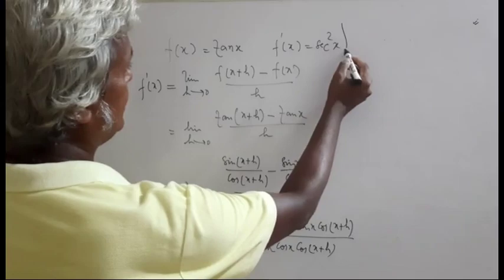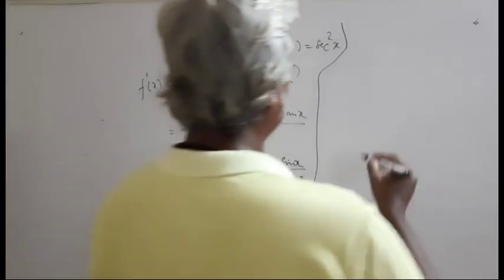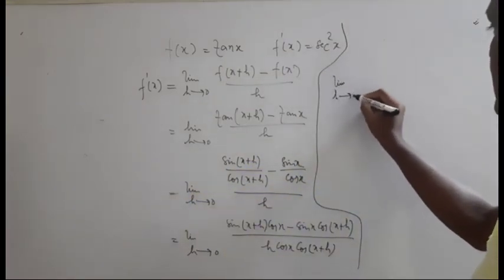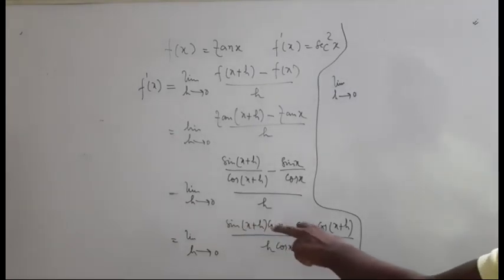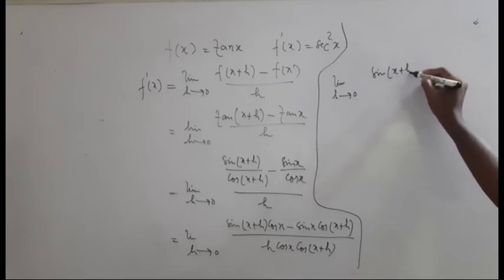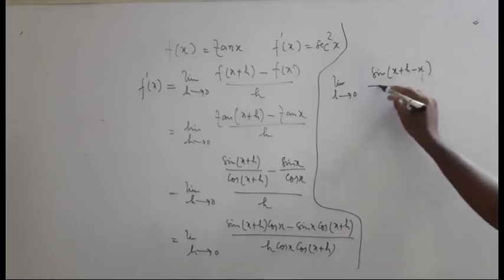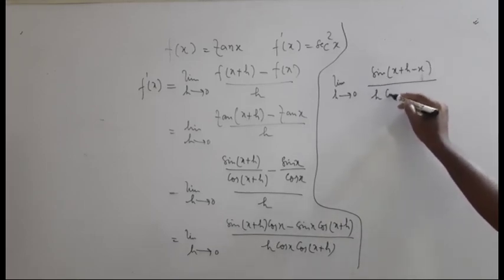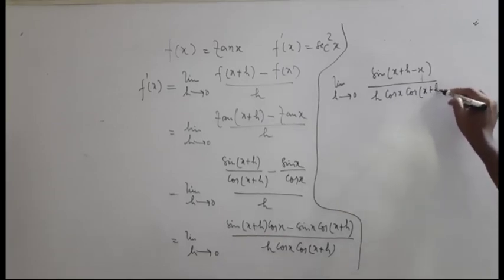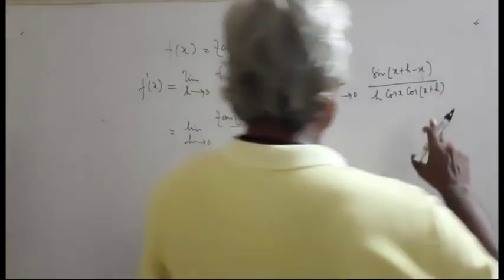So okay, now I just draw a line here. You will have limit h tends to 0 of sin a minus b, so sin((x+h) minus x) over h cos x cos(x+h). So this x and x cancels. Okay, so now I have to put the value.